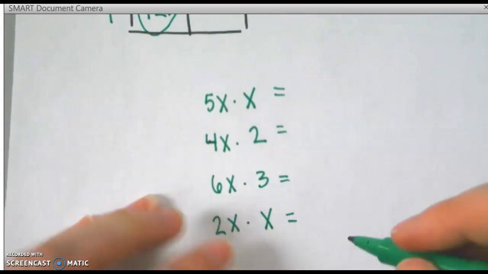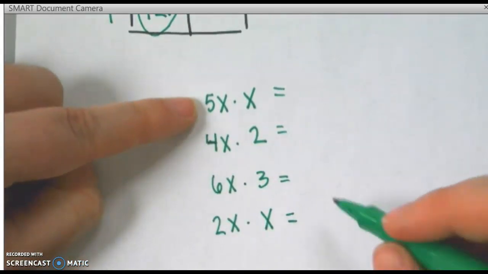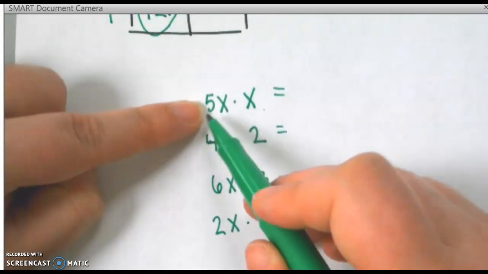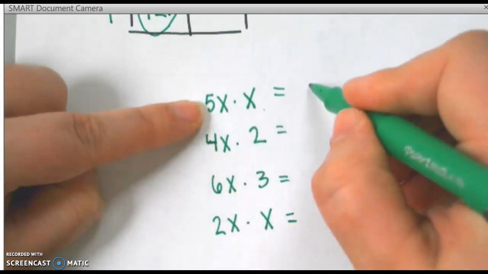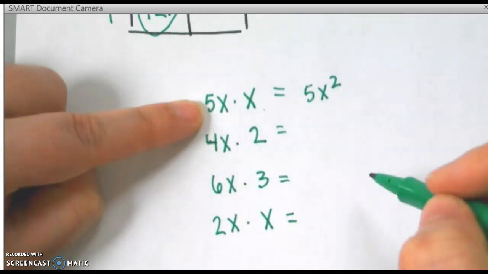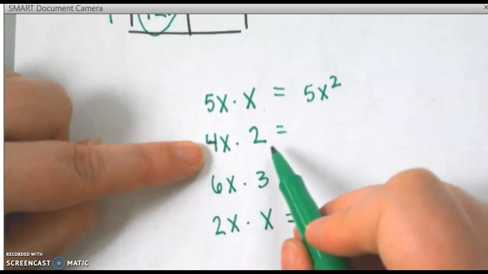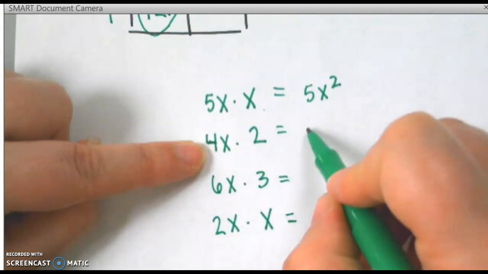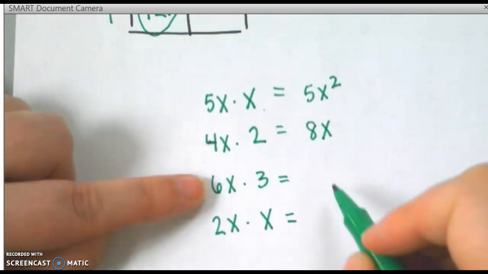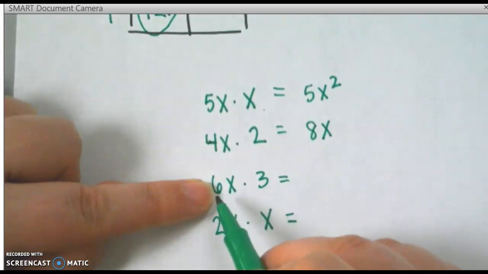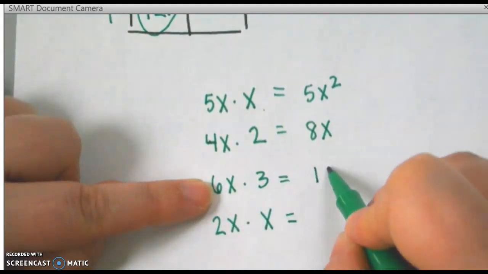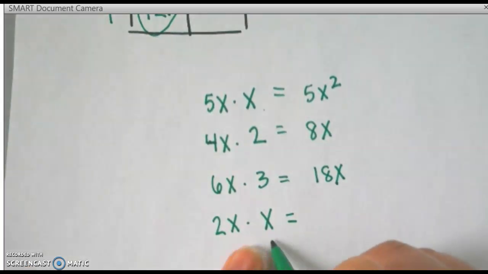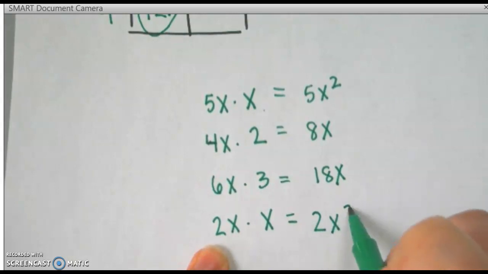All right, so just to kind of give you an idea of patterns to look for. So anytime you see x times x, it will be x squared. But because this is 5x times x, this is now 5x squared. This only has 1x, so my answer is only going to have 1x. 4 times 2 is 8. This only has 1x. 6 times 3 is 18. This has an x times x, so this will be 2x squared.